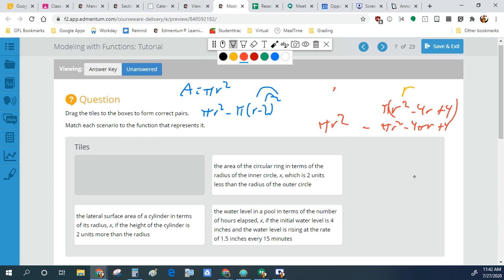So what happens here is we're gonna distribute this negative over to all of these, right? So this becomes negative pi r squared positive 4 pi r plus 4. So what's going to happen here is this and this cancel out because one of them's positive, one of them's negative, and you're just left with 4 pi r. In case you guys can't see it, that's supposed to be a pi, and this is supposed to be the r. And that's going to be our answer.